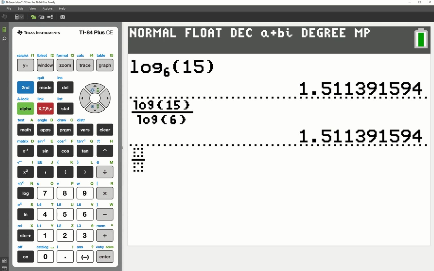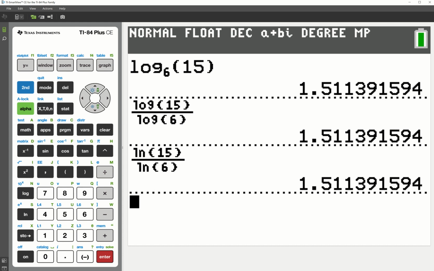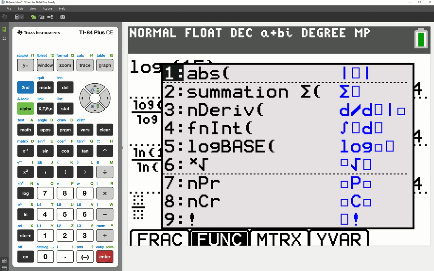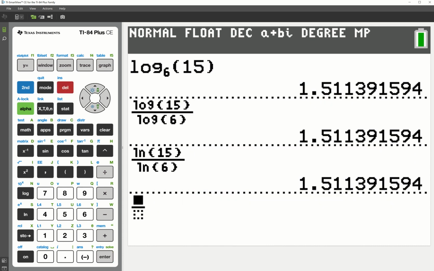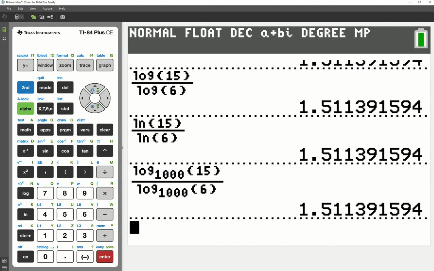Again, we could even have chosen to do the natural log here. So the natural log of 15 over the natural log of 6. Pressing enter, we get the exact same result. And again, just to prove this to you, if I pick a different base here, let's say log base 1000, I'm just making up 1000, right? As long as I do log of the input over log of the base, I'm always going to get the exact result that I need. So as long as I keep those base numbers the same, with a base of 1000 on top and a base of 1000 on bottom, and then press enter, you can see that it gives us the exact same result as all the rest.